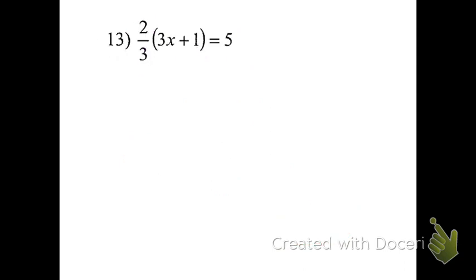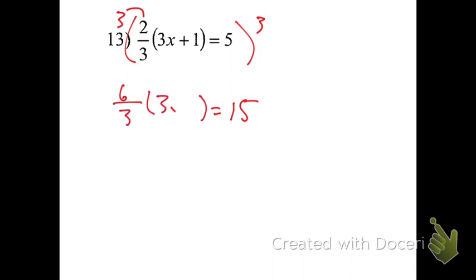Skipping 12. On to another example, number 13. Same thing here. The only denominator is 3. So I'm going to multiply both sides by 3. The right side's easy. That's just 15. Now 3 times 2 is 6. The 3 stays. And inside the parentheses, those remain the same as well. All right. So now that's going to be 2 parentheses. Oh, here I am working ahead. 3x plus 1.